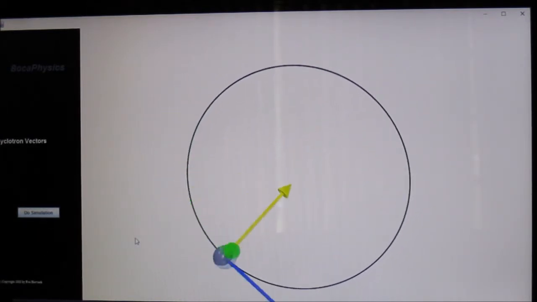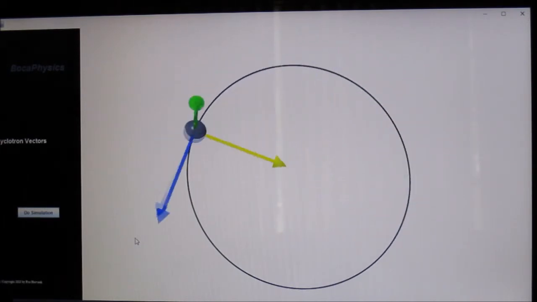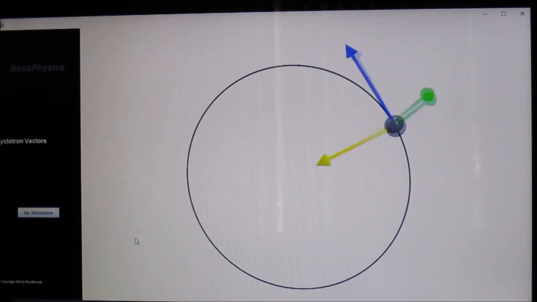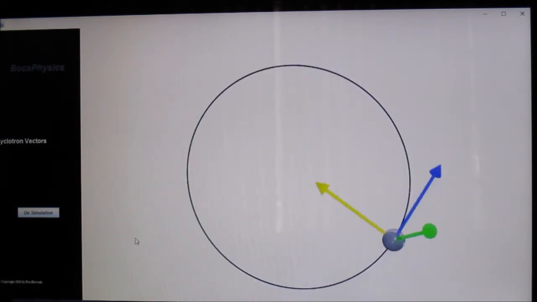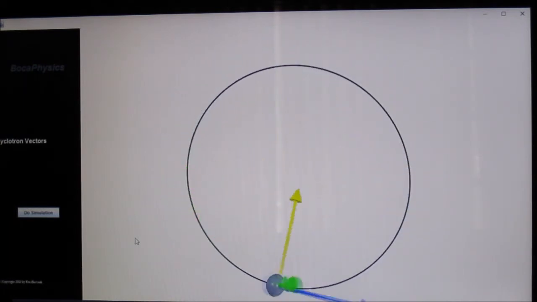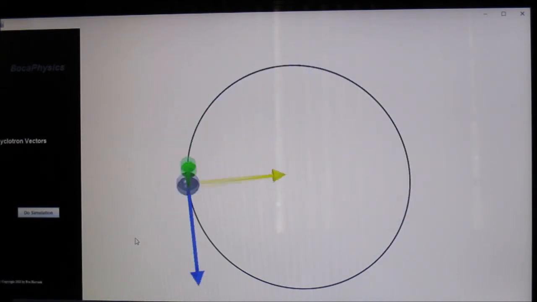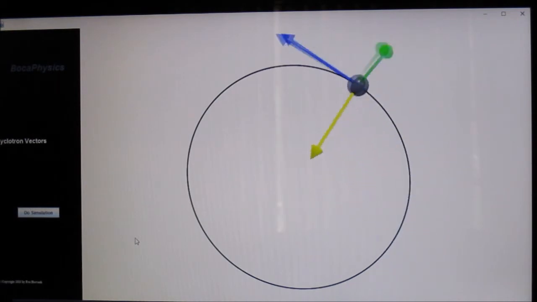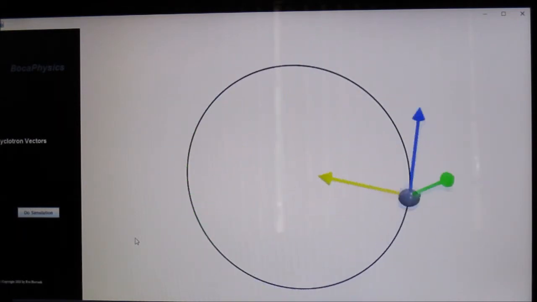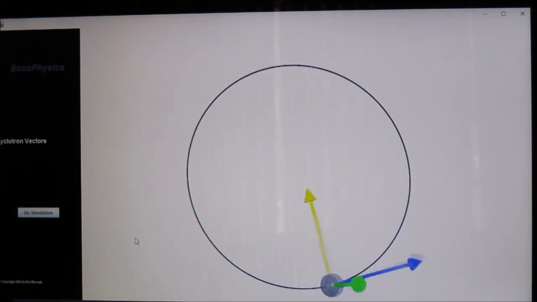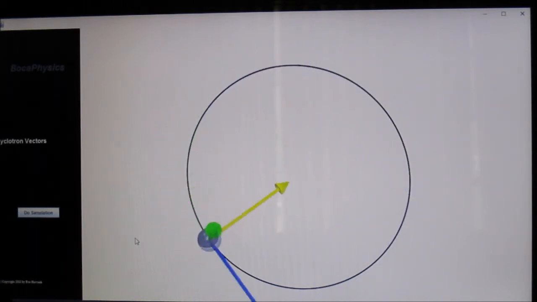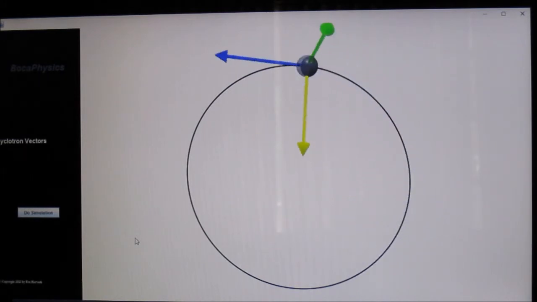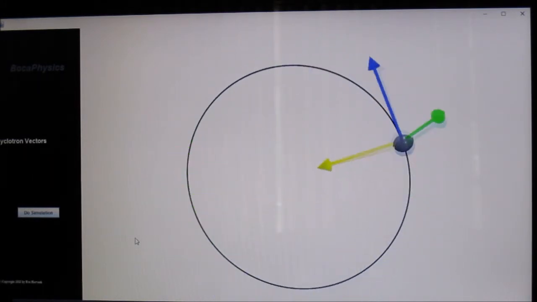And here we see the vectors drawn in. The green vector represents the magnetic field, the blue vector represents the velocity vector, and the yellow vector represents the force vector. Notice that the green vector, the magnetic field, is pointing in the same direction. The blue vector, or the velocity vector, is always tangential to the trajectory, and the yellow vector, or the force vector, is always pointing towards the center. From this viewpoint, the particle travels in a counterclockwise direction.